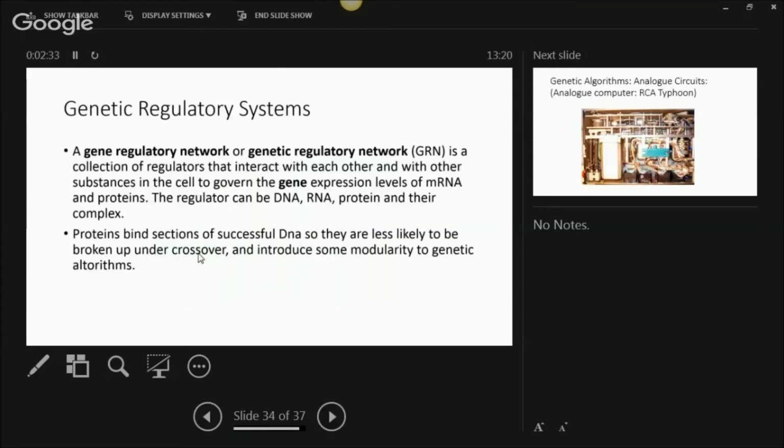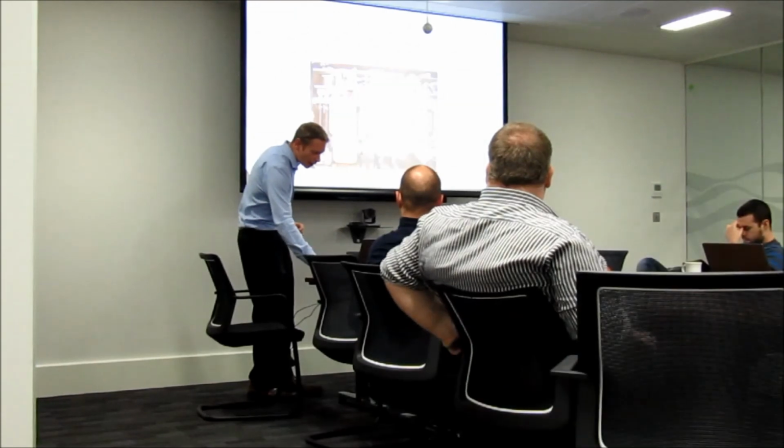Another idea to extend this and make it more powerful is genetic regulatory networks. In nature, certain genes work together, and proteins can bind to these genes and make it less likely that they're split up during crossover. That allows us to add a small level of modularity to what we're producing in our genetic algorithm.